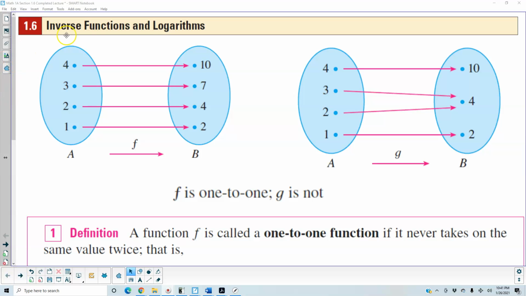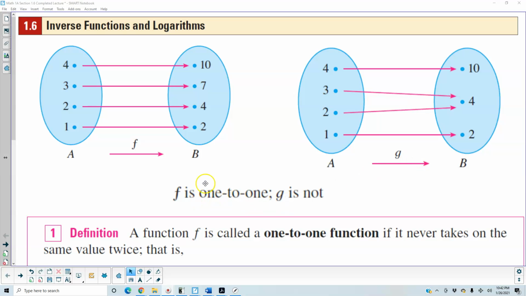Section 1.6, inverse functions and logarithms. So let's take a look at these two mappings. The first mapping goes from A to B, where 4 goes to 10, 3 goes to 7, 2 goes to 4, and 1 goes to 2. Over here we have 4 goes to 10, 3 goes to 4, 2 goes to 4, and 1 goes to 2, which is function g.